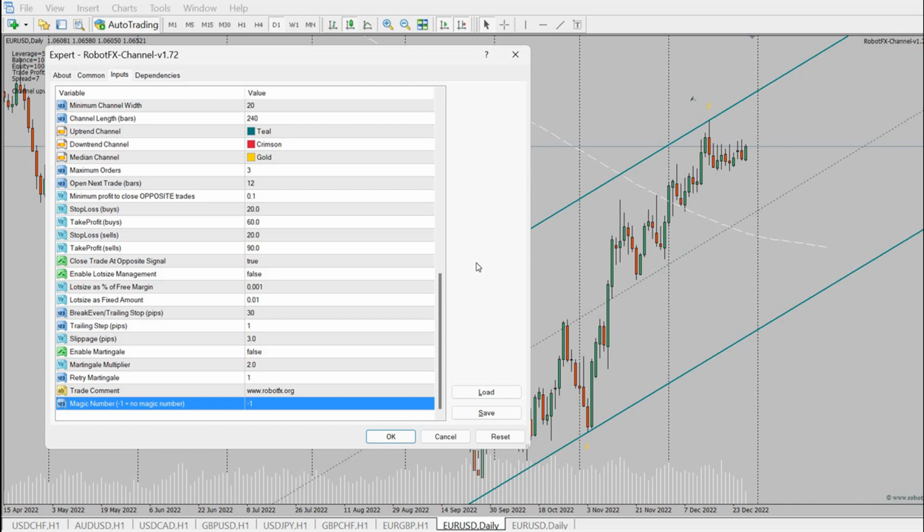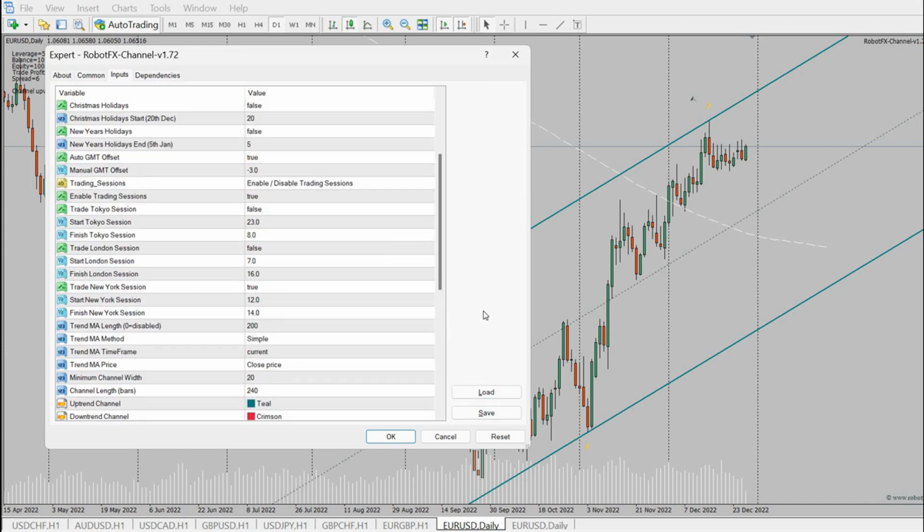And this is all about the settings, and I hope by explaining the settings to you, you will decide to try to automate this trading style.